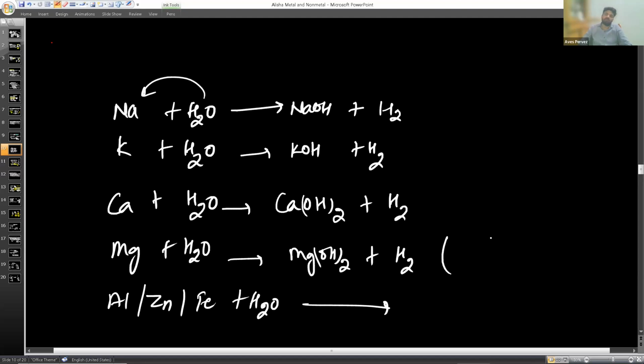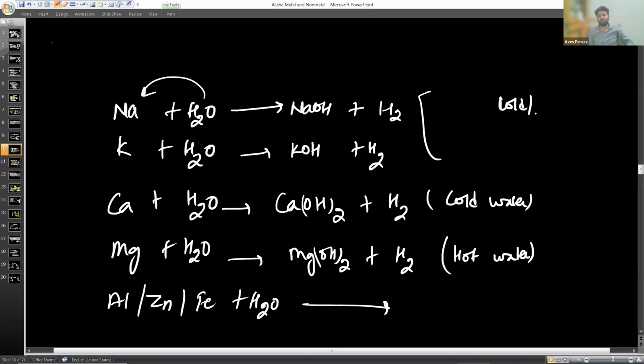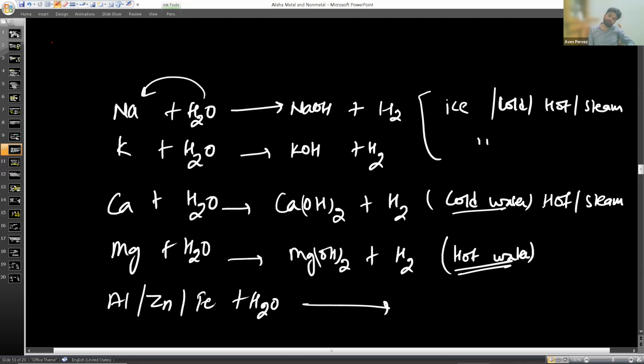Hot water and steam. It reacts with hot water. Okay, this reacts with cold water. The ones above also react with cold water, hot water and steam, and also with ice. Same, this reacts with cold water as well as hot water and steam. And this reacts with only steam.